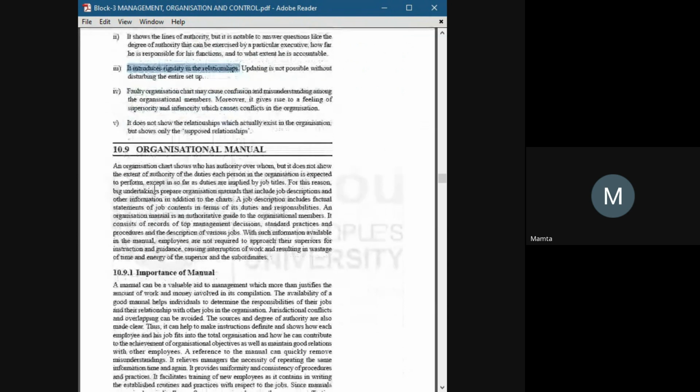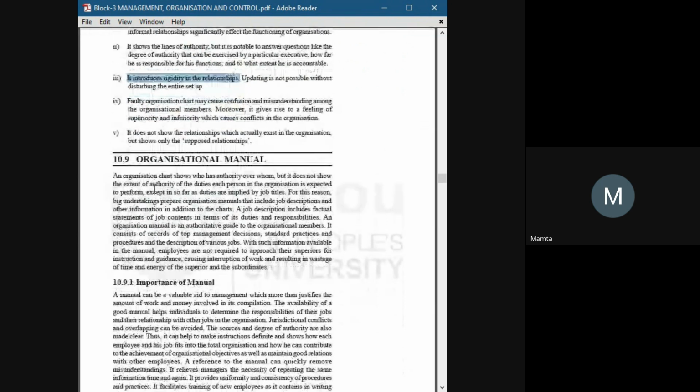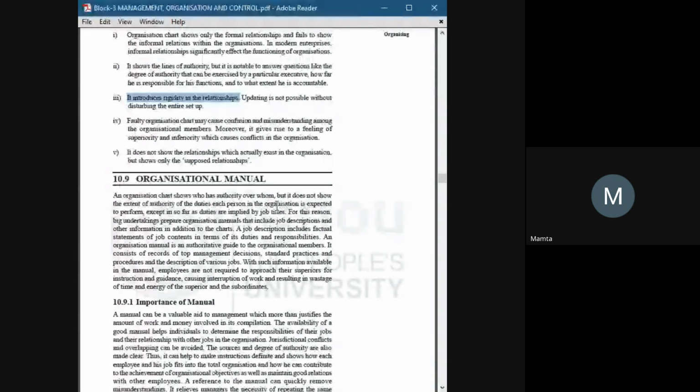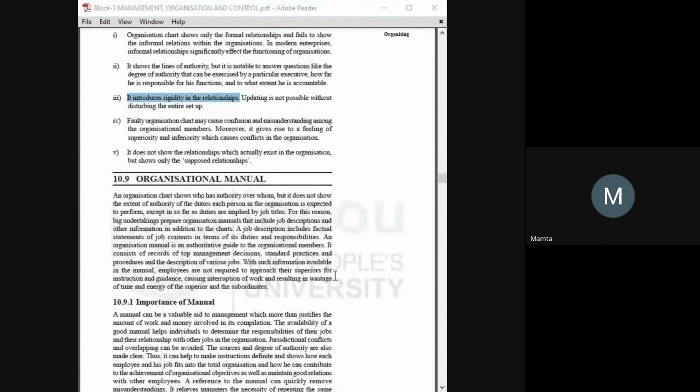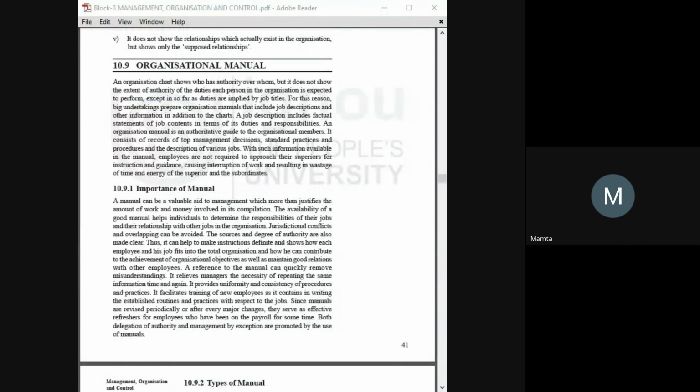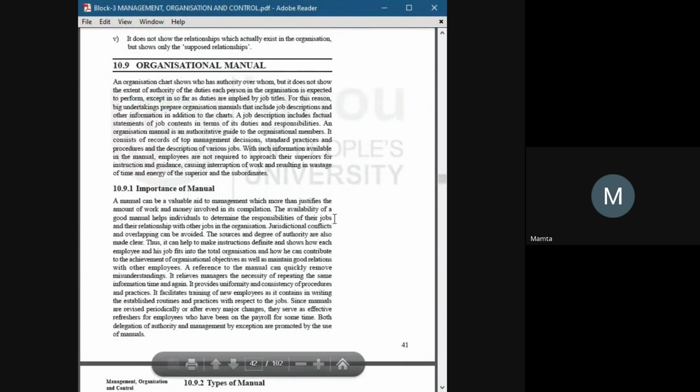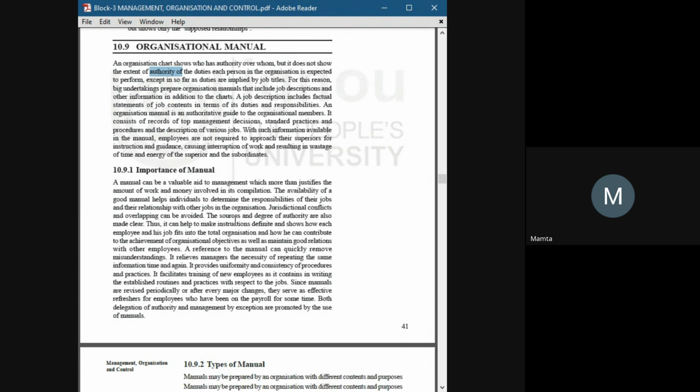Organizational manual. The things lacking in the organizational chart will be written in detail in the organizational manual. An organizational chart shows who has authority over whom, but it doesn't show the extent of authority or the duties each person in an organization is expected to perform. In the organizational manual, it is considered. They will show the extent of authority as well.